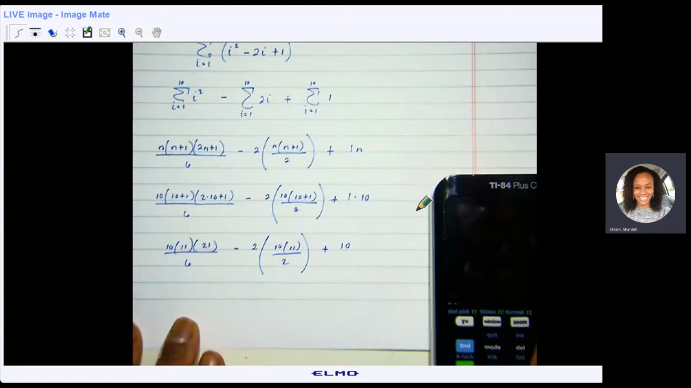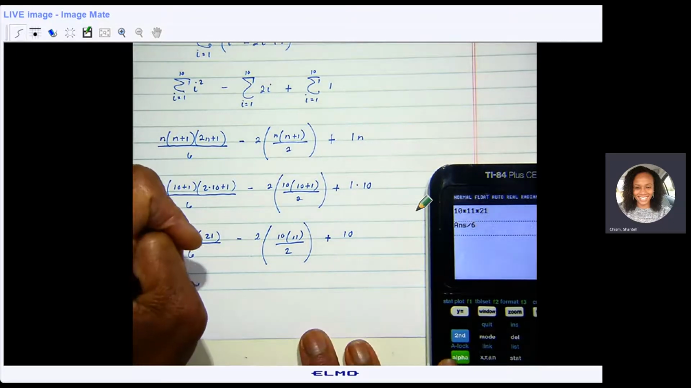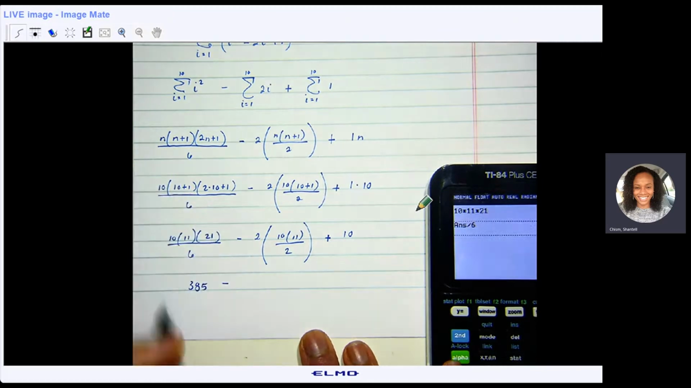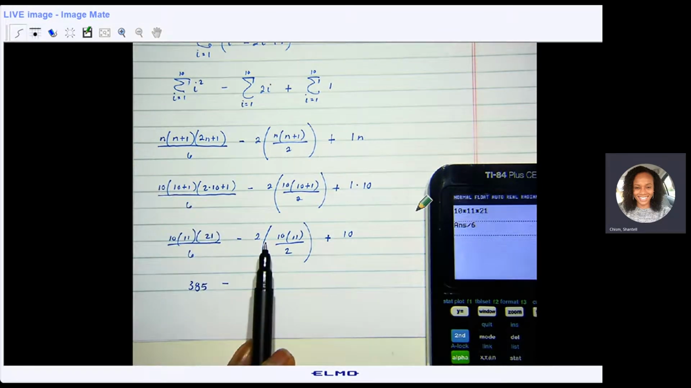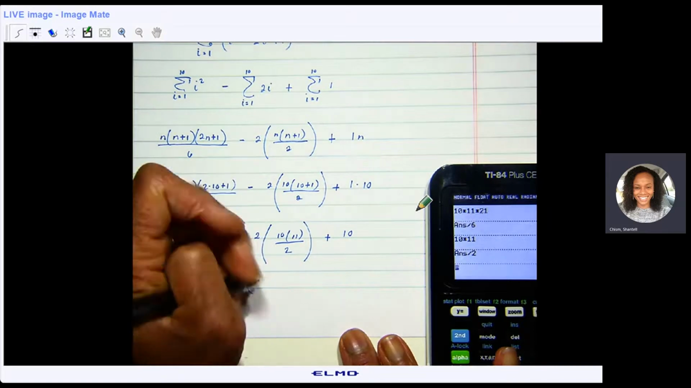So just simplifying all of that, cleaning this up nicely, 10 times 11 times 21 divided by 6. That gives me 385 right here for that. Then we've got 10 times 11 divided by 2. And then that's times 2. So that's 55 times 2.